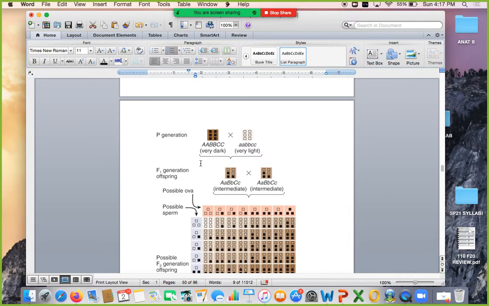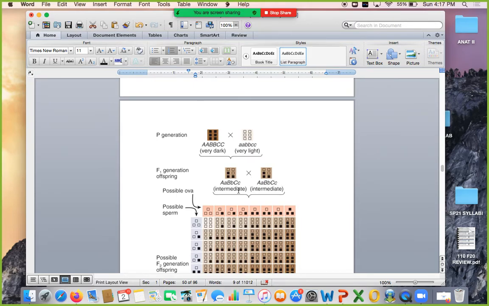So basically, if we start at the P generation where we're very dark and we have 3 homozygous dark genes, A, B, and C, and we cross that with someone who's homozygous for 3 very light genes, we're going to end up with the offspring being an intermediate phenotype that's approximately in the middle. Because each of them are going to have 1 dominant and 1 recessive allele for A, for B, and for C, right? So you can see 1 capital and 1 lowercase for A, B, and C.